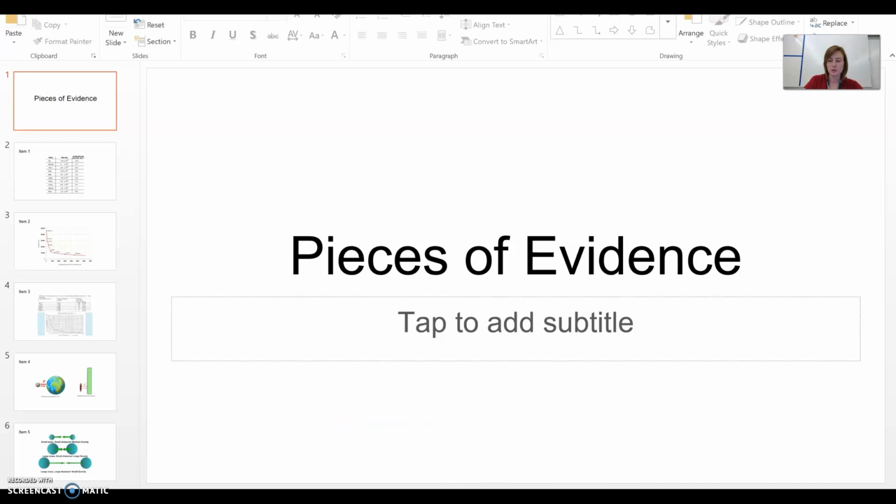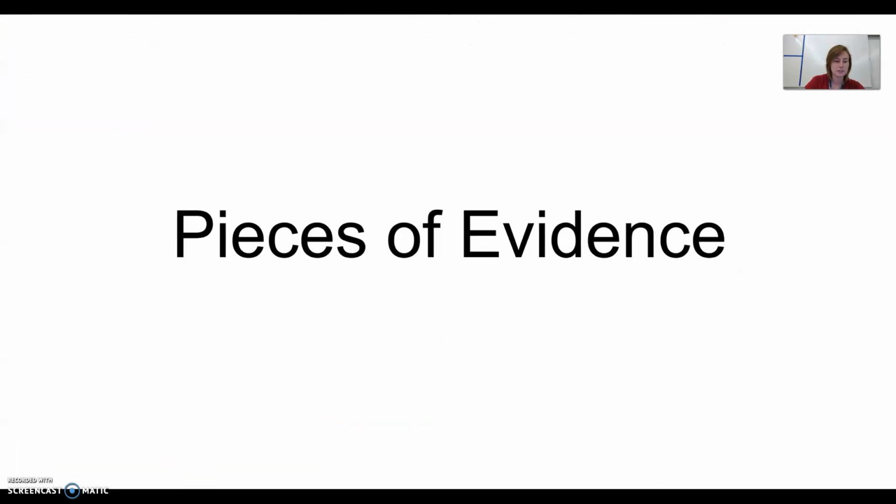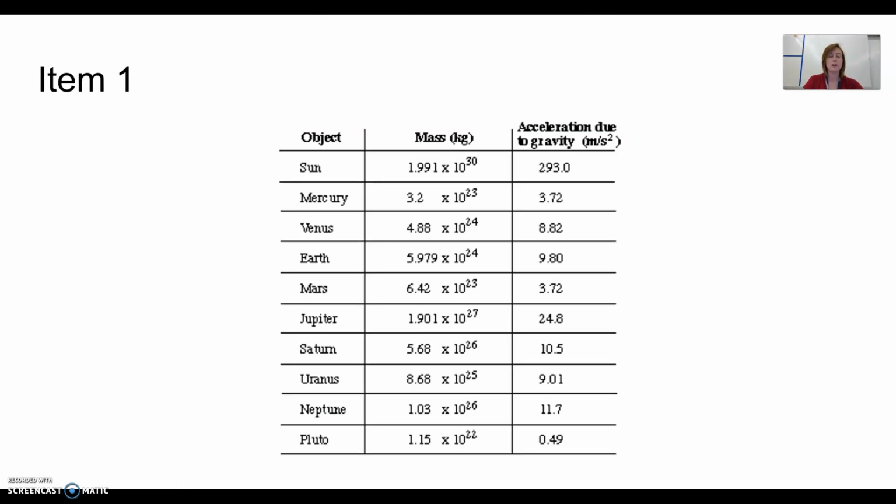So first of all, we have item 1, which is a table. It has the mass and the gravity of a bunch of different planets plus our sun. And first of all, let me explain to you how to read this, because we've got some scientific notation on here. Like, check out the mass of the sun. It says 1.991 times 10 to the 30th. That is just an easy way to write a really big number.